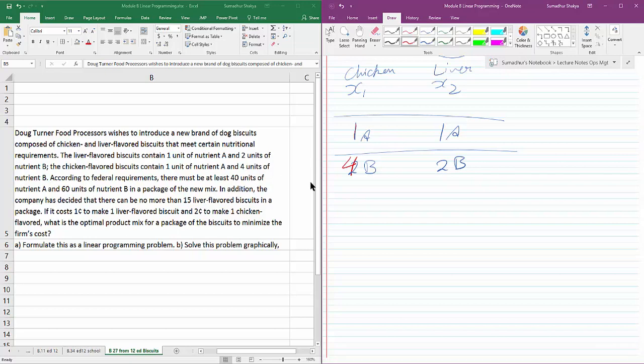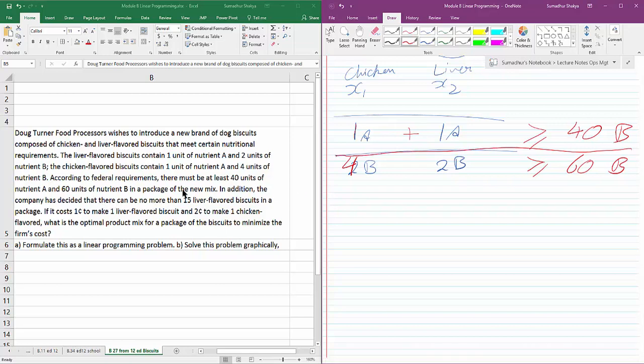So if you were to talk about nutrient A, we are given at least 40 units in the mix. So this has to be greater than or equals to 40 because it says at least. So even if this plus this is equals to 40, we are good. And then 60 units of nutrient B. Okay. Now let me draw this.